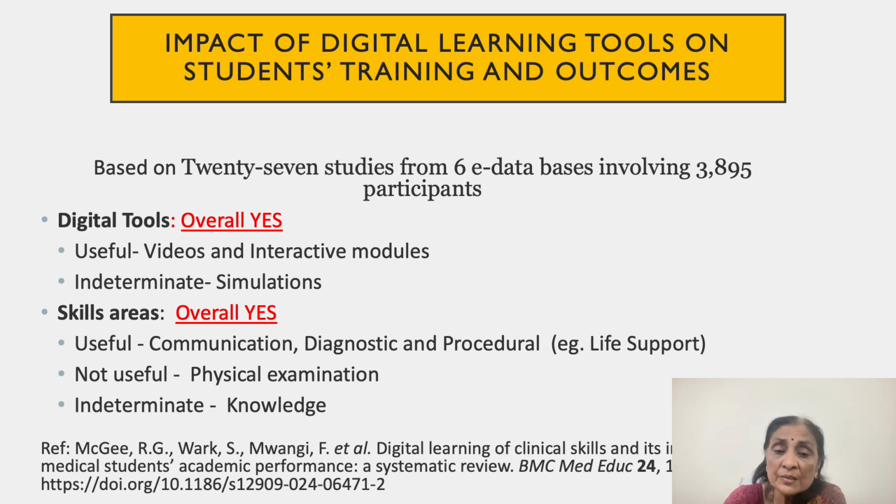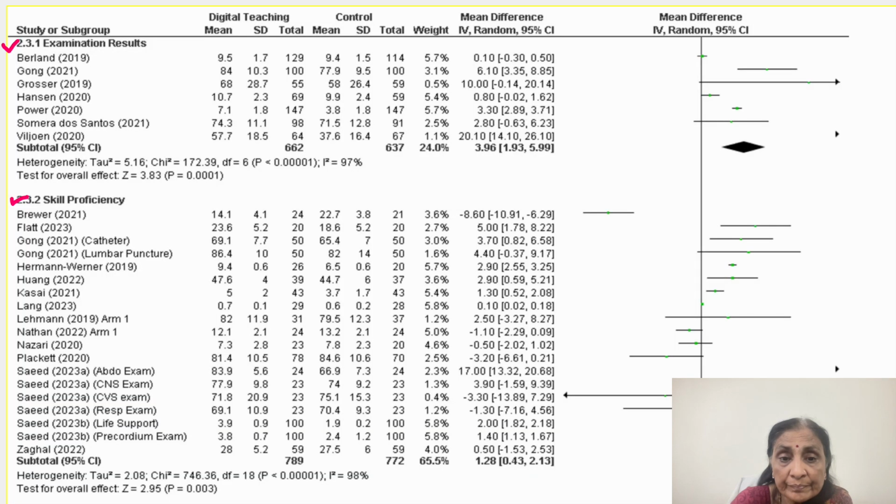Overall, yes, it positively affects skills areas, but they're useful for communication skills, diagnostic skills, procedural skills like life support. Not useful for physical examination as you would have intuitively thought, and indeterminate for knowledge. Now, this meta-analysis went on and asked, how does it impact the examination results overall? Does it change the outcome? And yes, there is an improved outcome in examinations. And there is improved skills proficiency as a result of digital tools usage.